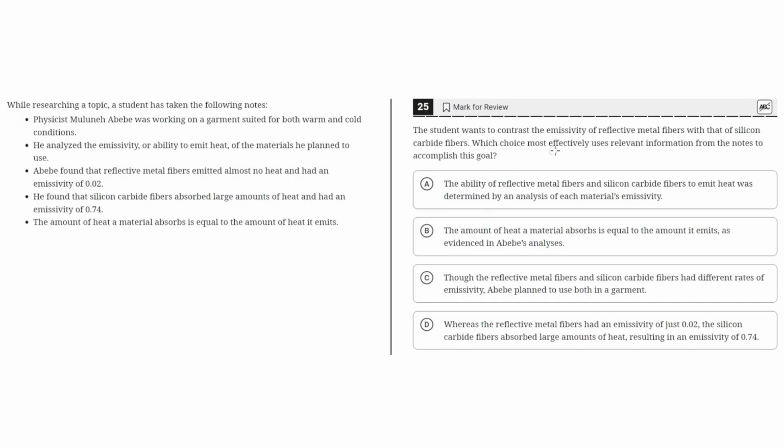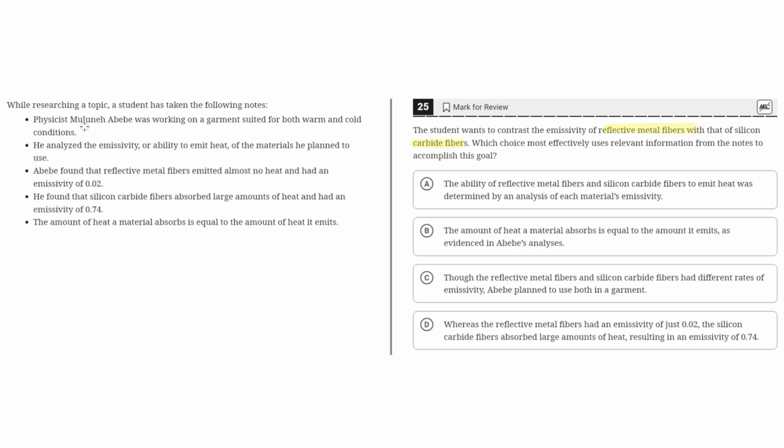Student wants to contrast the emissivity of reflective metal fibers with that of silicon carbide fibers. Which choice most effectively uses relevant information from the notes to accomplish this goal? While researching a topic, a student has taken the following notes.